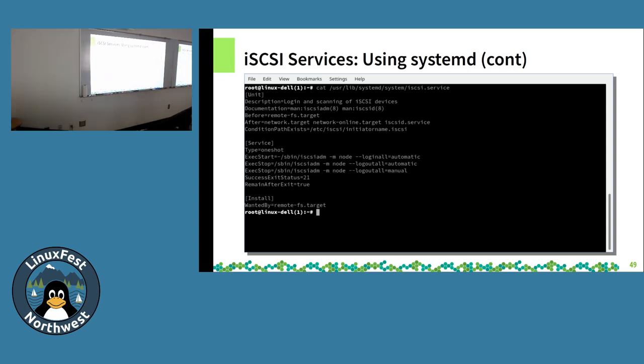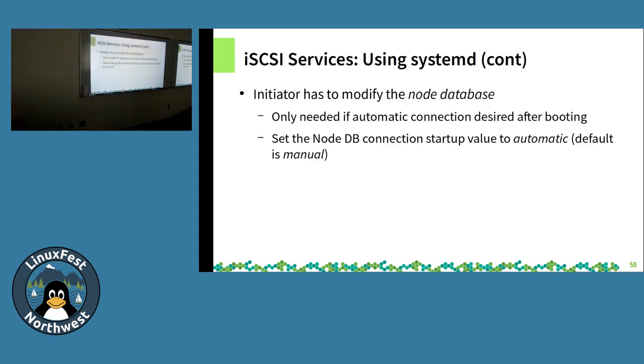So how do you do that? The node database that I mentioned. After you discover something, you have this node entry. Even if you don't look at it, it's there, and it has like 50 or 70 name value pairs of things that are configured for that target. And so what you need to do is go in and change one of those if you want it to automatically log in.